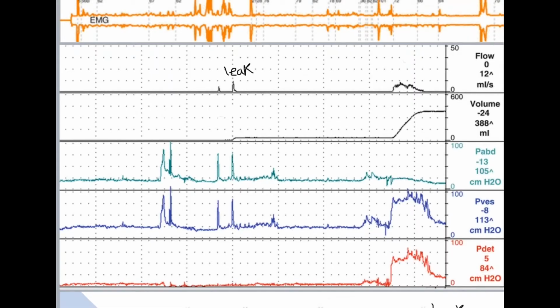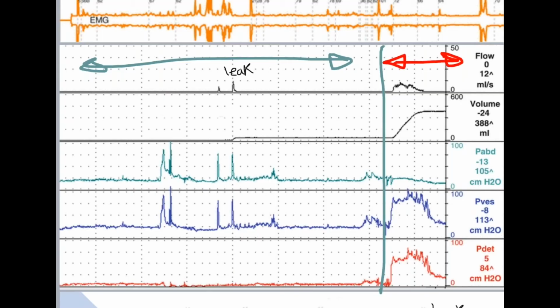Once you look at the urodynamic strip, you need to find out where is the filling phase and where is the voiding phase. Till this point, this is the filling phase, and here is the voiding phase. We will not look at the voiding phase now. We are looking at the filling phase. Do we have a leak? Yes. So let's go down and see what's going on.